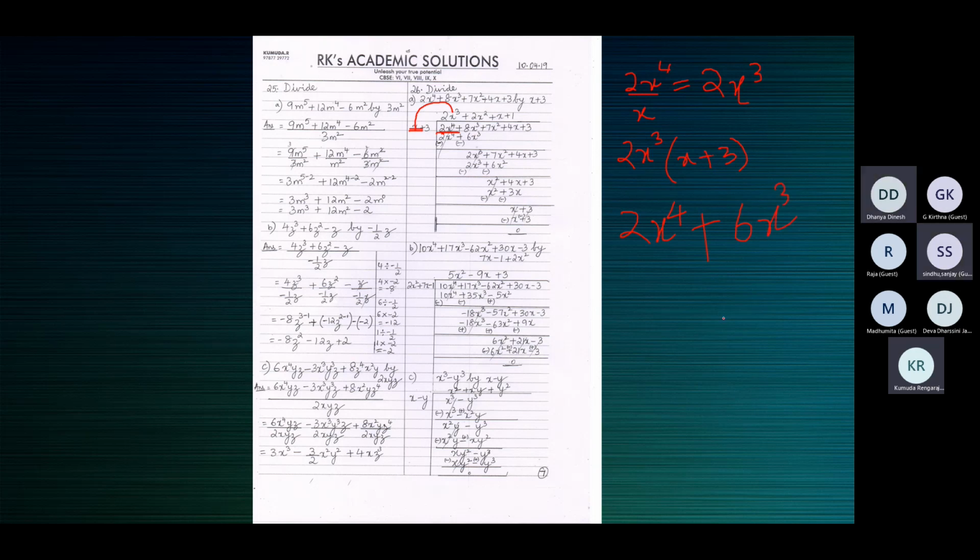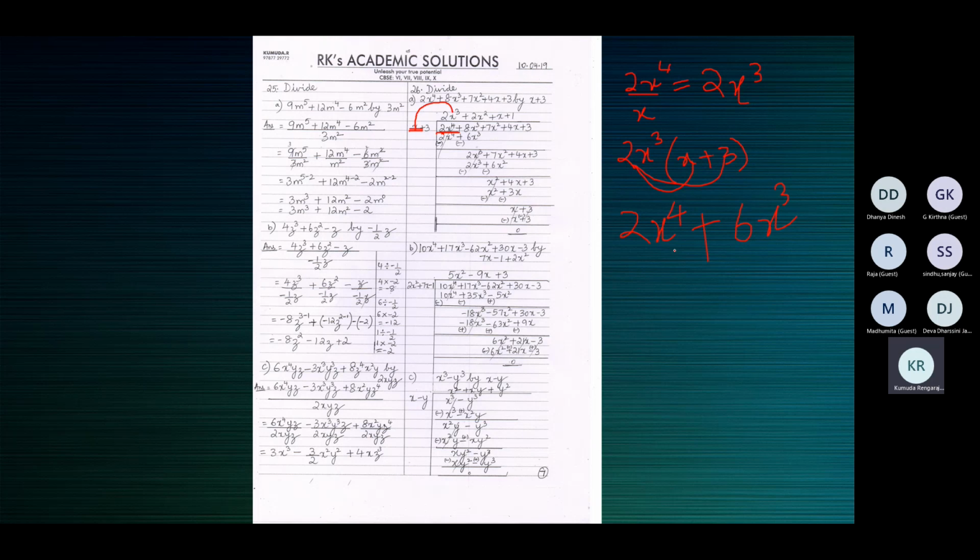If you have not watched the videos, it's difficult because multiplication is explained in the videos. But it's not that you will not follow. You can do it now. You should multiply 2x cubed with the divisor x plus 3. So you'll have to multiply 2x cubed with x, that is 2x to the power 4, and then 2x cubed with 3, which is 6x cubed.